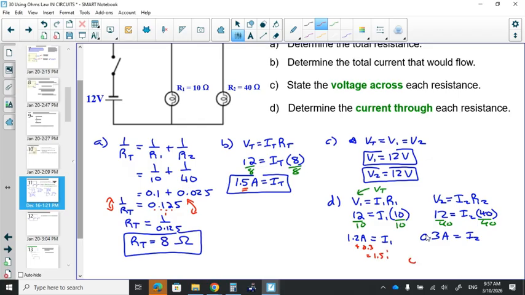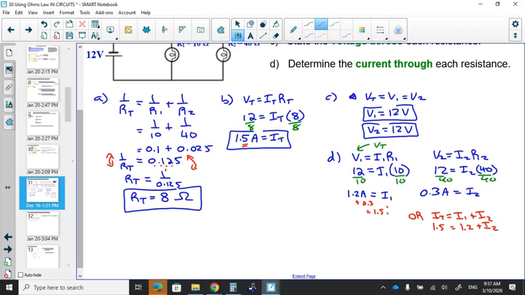So that'd be another way to do this. You could have said I total equals I1 plus I2, in which case you'd have a 1.5 here, you'd have a 1.2 here, and you'd have an unknown. Clearly we can solve for the unknown pretty easily there. We can take away the 1.2 from both sides and end up with I2 equals that 0.3.